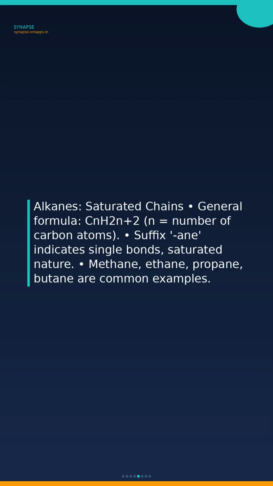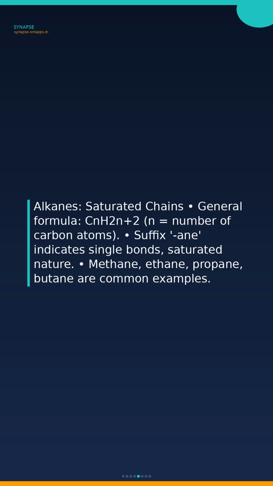Now, a key point to remember is the difference between empirical and molecular formulas. Many students get confused by them. The empirical formula gives the simplest whole number ratio of atoms in a compound, while the molecular formula shows the actual number of atoms of each element in a molecule.